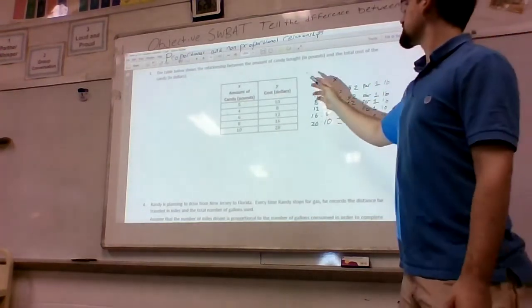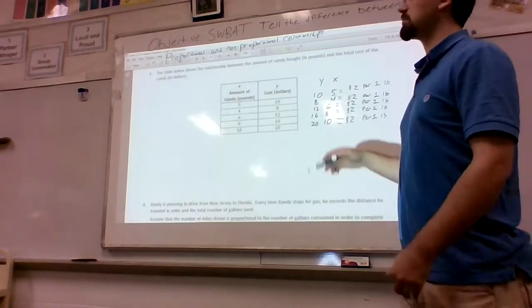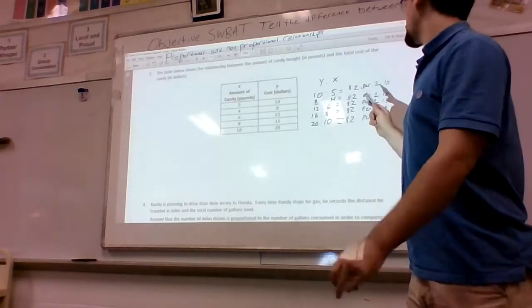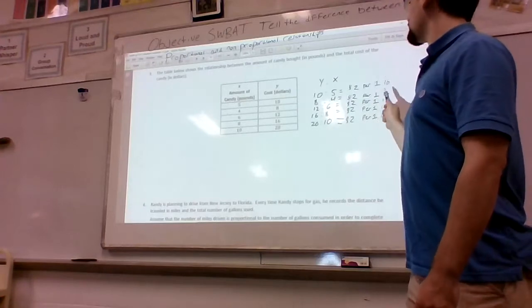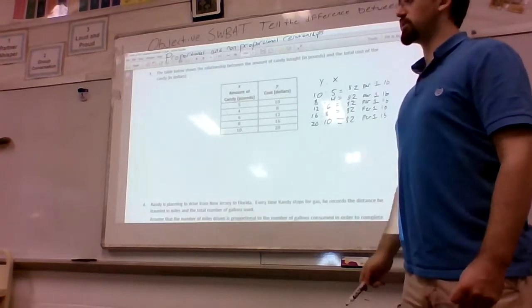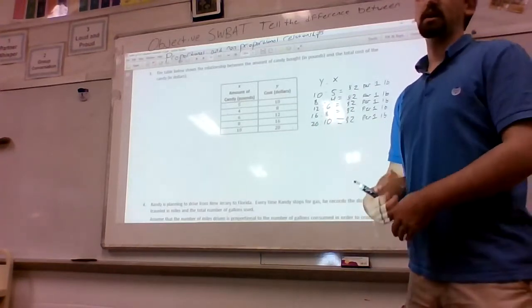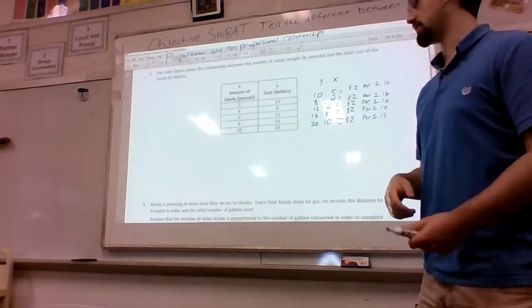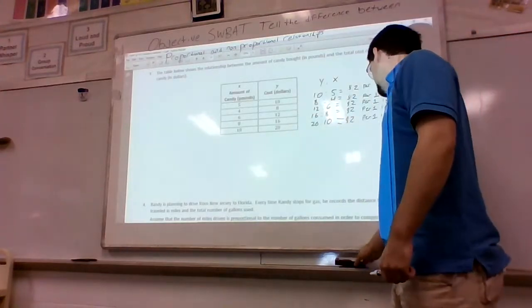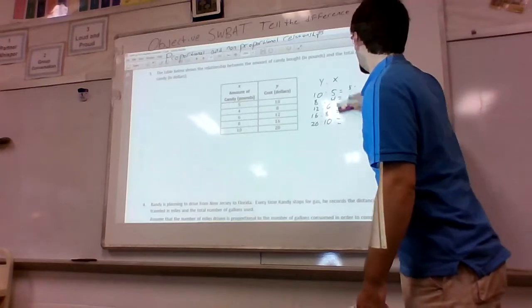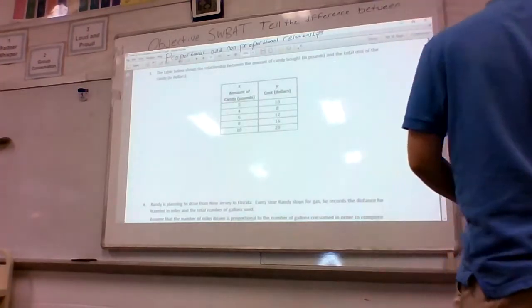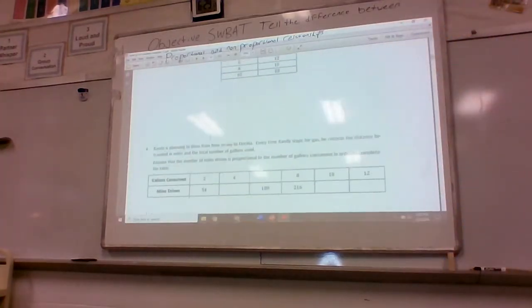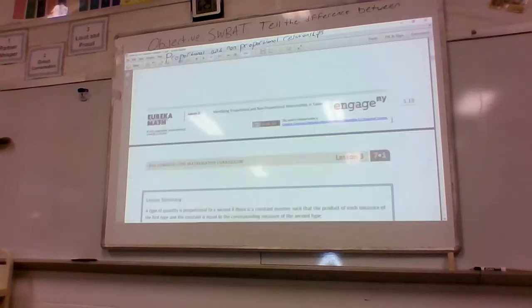So is this a proportional relationship, the amount of candy to the number of dollars? Yes, because every time I buy 1 more pound of candy, it's going to cost me $2 more, no matter how many pounds I buy or how many dollars I have to spend. Get it? Got it? Good. Next one. And we are almost finished.